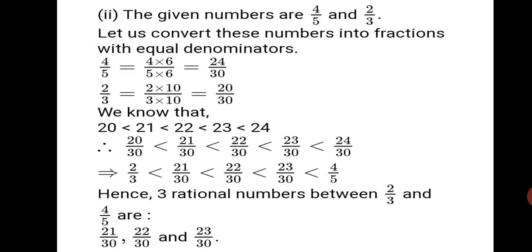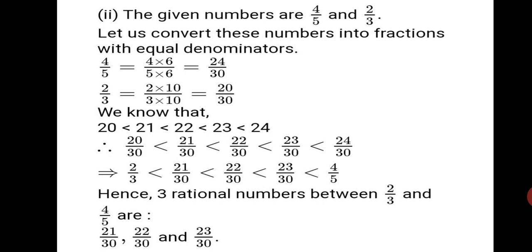So try to take a bigger denominator. Let's see, if we take 4 upon 5 multiplied by 6 and 2 upon 3 multiplied by 10, the denominators will become 30. So instead of multiplying 5 by 3 and getting 15 as denominator, we multiply 5 by 6, double the number. So 4 upon 5 multiplied by 6 gives you 24 upon 30. 2 upon 3 multiplied by 10 gives you 20 upon 30.